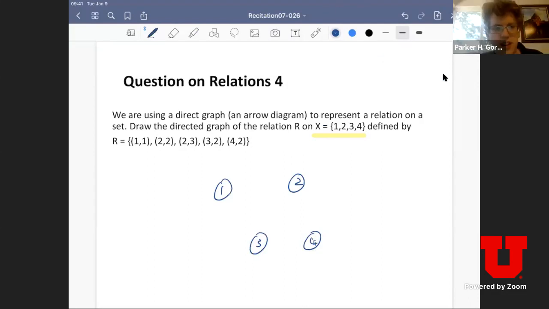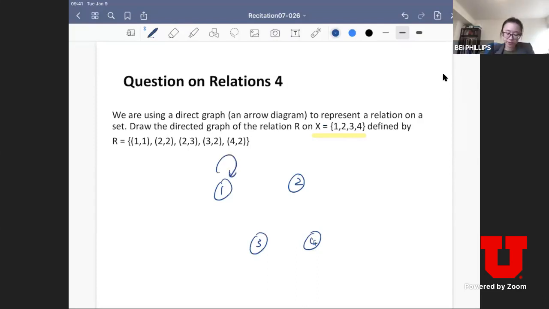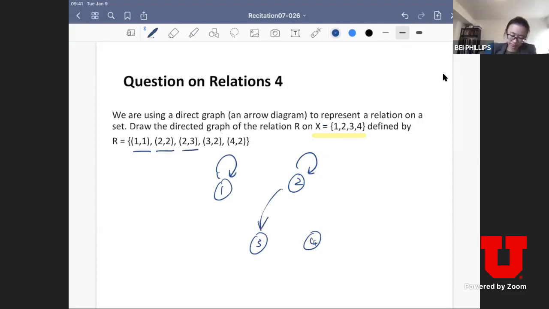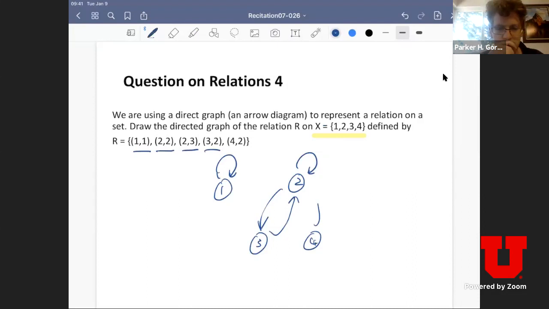So first, you can draw an arrow from 1 to itself. So that's the pair 1, 1. And then 2 to itself. Then an arrow from 2 to 3. And an arrow from 3 to 2. And an arrow from 4 to 2.